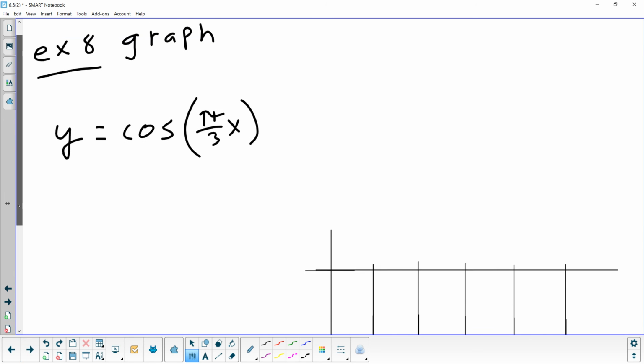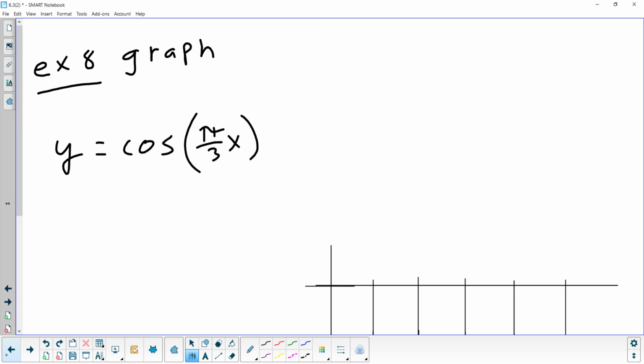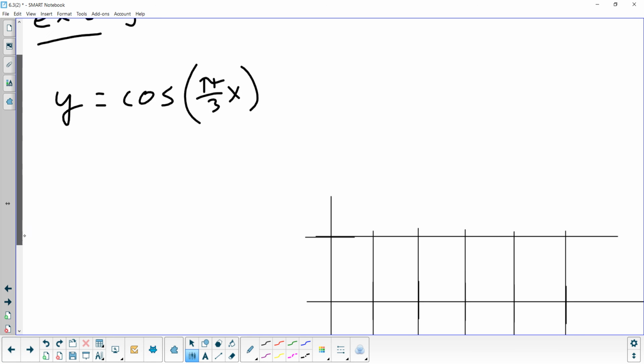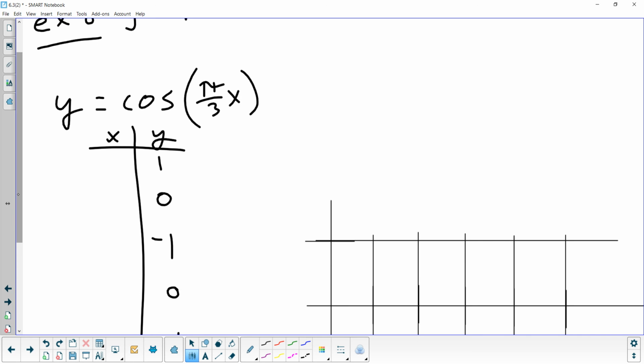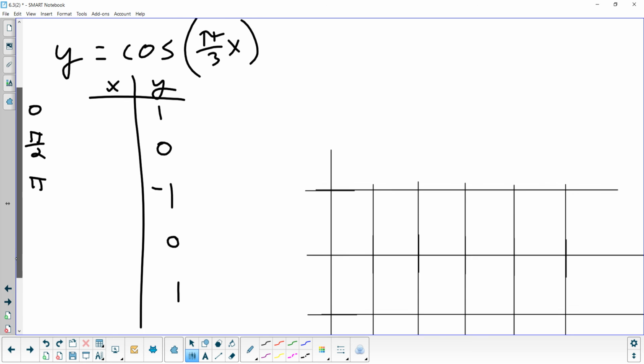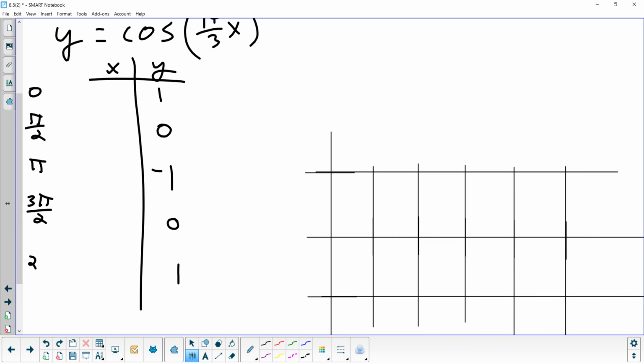Let's try this one. This will be the last one. Cosine pi over 3x. Again, it's multiplication inside, so which column stays the same? Yes, Ashley? The y's. 1, 0, -1, 0, 1. Matt, what are my original x's? 0. Yep. Pi over 2. Pi. 3 pi over 2. And 2 pi.